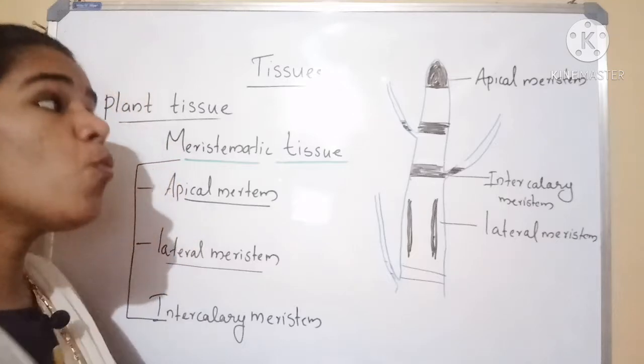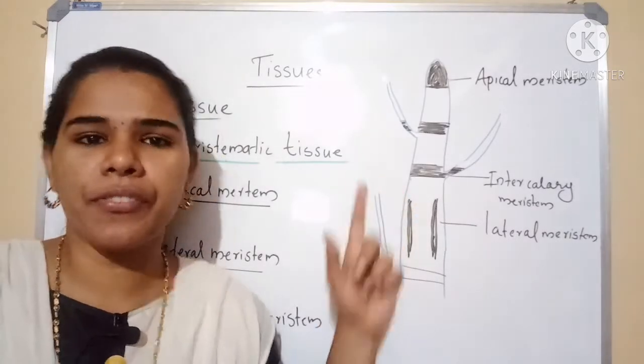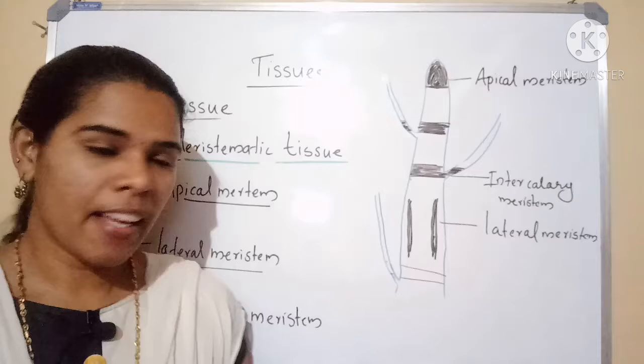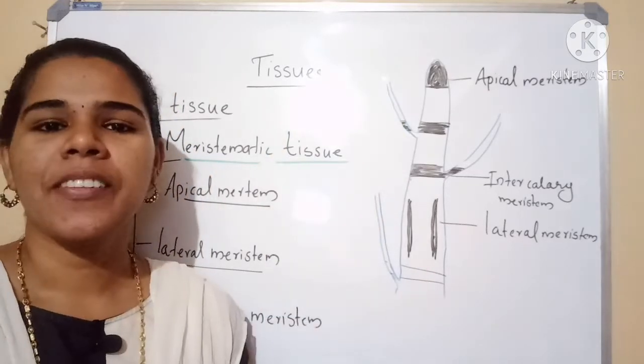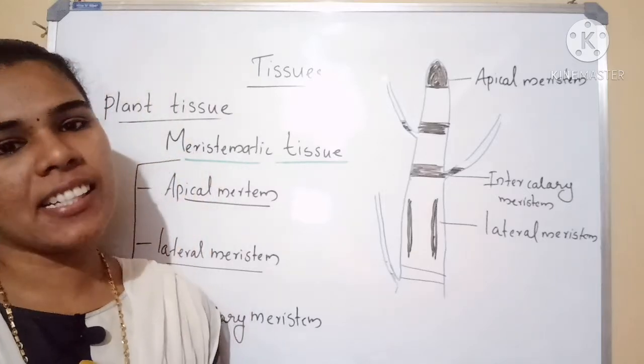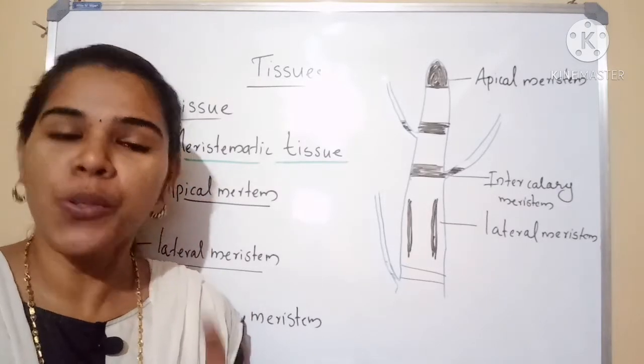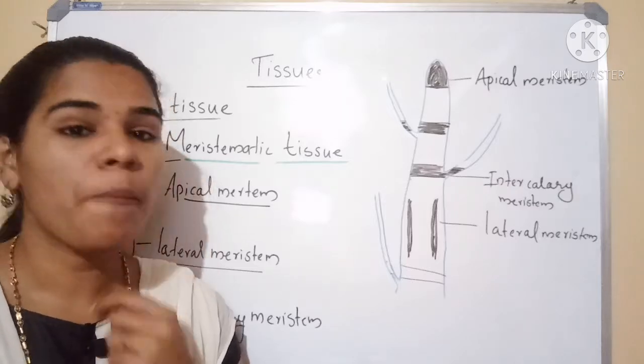Now we discuss the position of the meristem. According to the position, the meristematic cells are classified into three types.